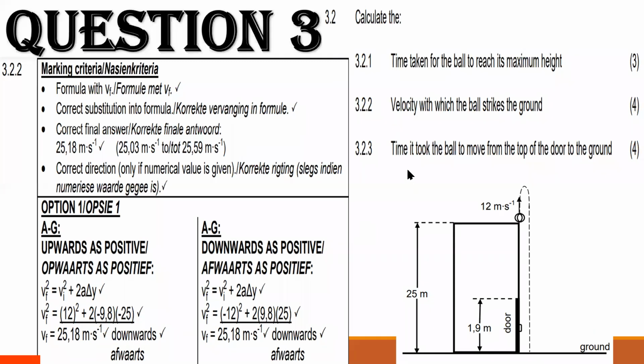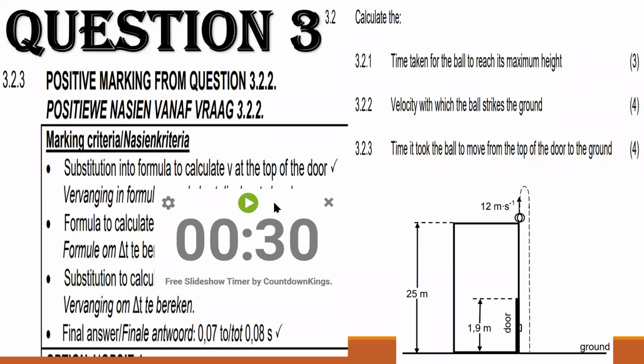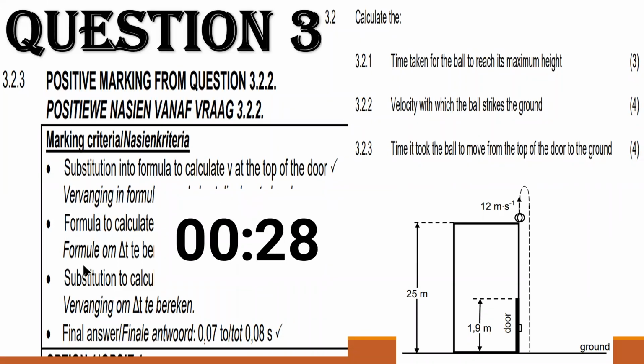Please try. Let's see what they ask. Time it took the ball to move from the top of the door to the ground. Okay, now I will give you 30 seconds. All right, your 30 seconds to calculate time from the top of the door to the ground. So from this position to down, we are looking for time for this.